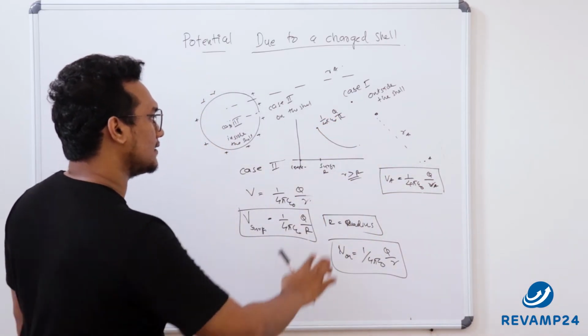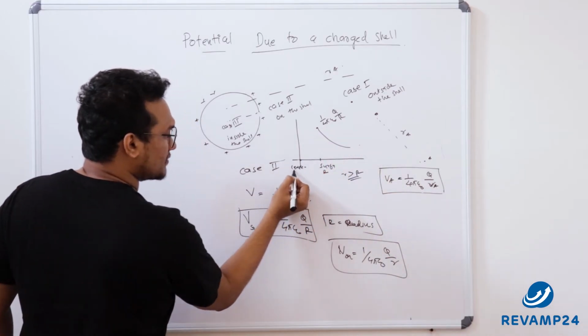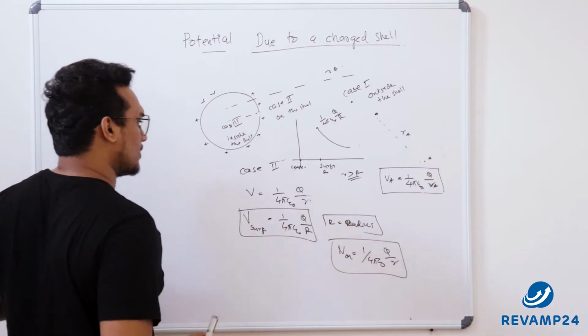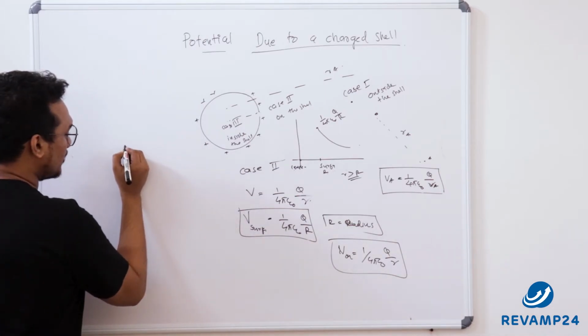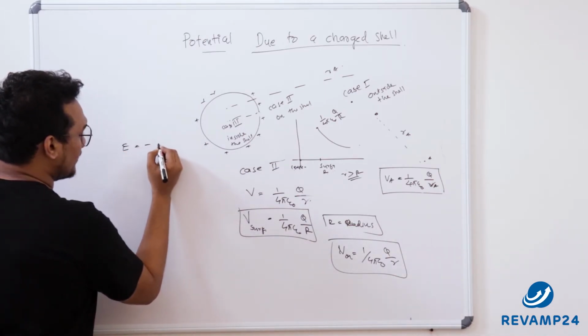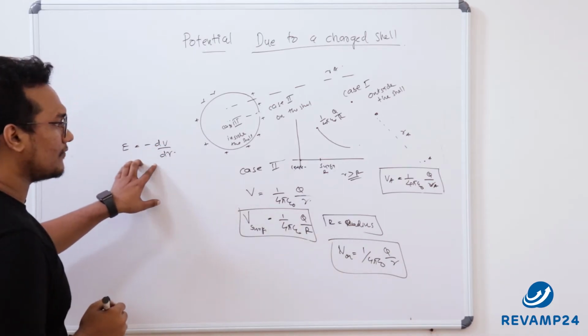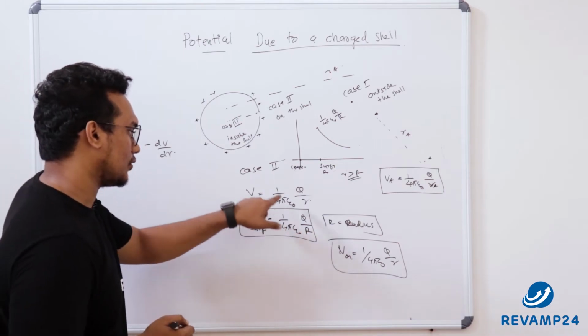Now one more part is remaining. What is that? From center till r. Now we have to use the first equation. What is the equation? We have learned E is equal to minus dV by dr. Now why have I used this equation? Why can't I substitute in the other equation?